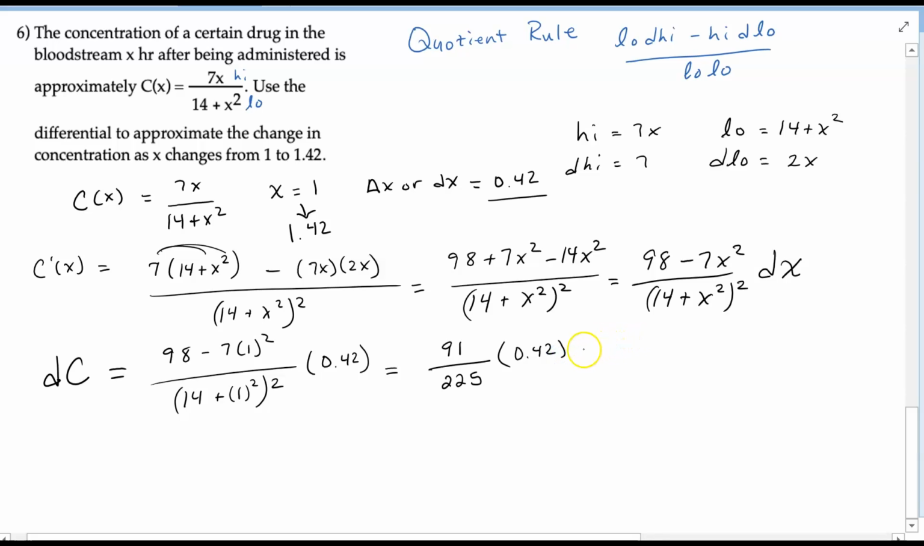Of course, you're probably going to want a calculator for this one. What is that? Approximately 0.1698 or something like that. But how about 0.17? All right. This is your dc, which is the differential to approximate the change in concentration of this drug treatment in the bloodstream. So really nice application of differentials.